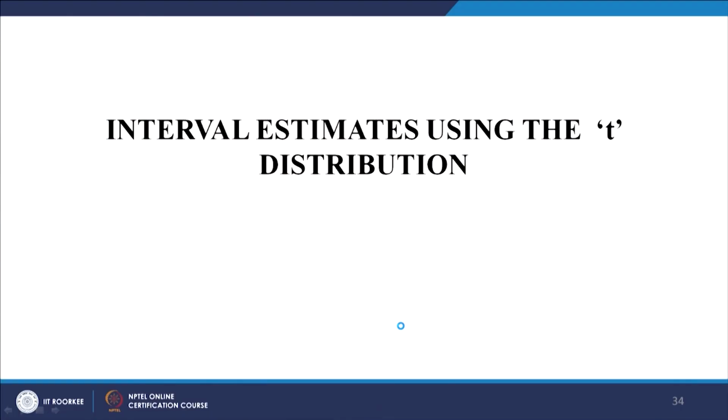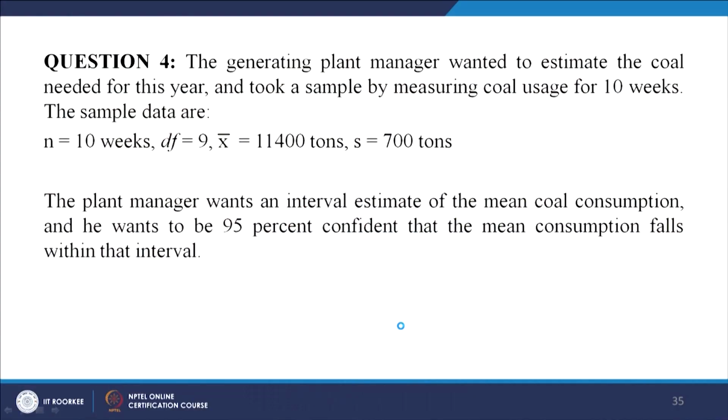Now, interval estimates using the T distribution. Earlier we were using the Z distribution, now we are using a T distribution, because the sample size we are going to talk about is less than 30 and not greater than 30. The plant manager wants to estimate the amount of coal needed for the year. They took a sample by measuring coal usage for 10 weeks. So, n is equal to 10. Whenever n is less than 30, it is a case of a T distribution.